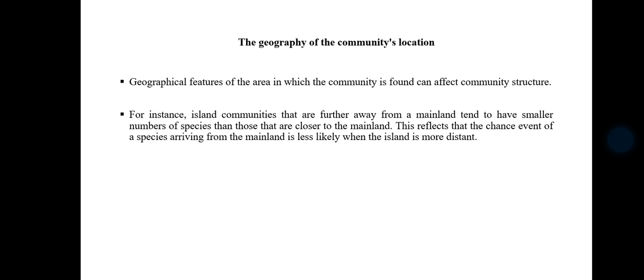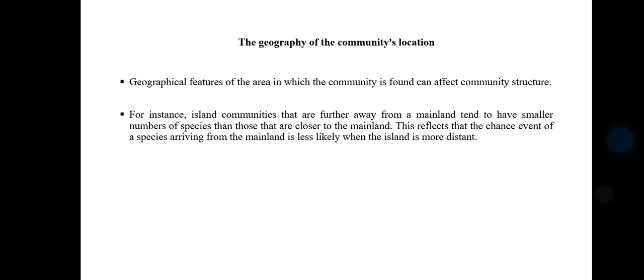The geography of the community's location. The geographical features of the area in which the community is found can affect community structure. For instance, island communities that are further away from a mainland tend to have a smaller number of species than those that are closer to the mainland. This reflects that the chance event of a species arriving from the mainland is less likely when the island is more distant.